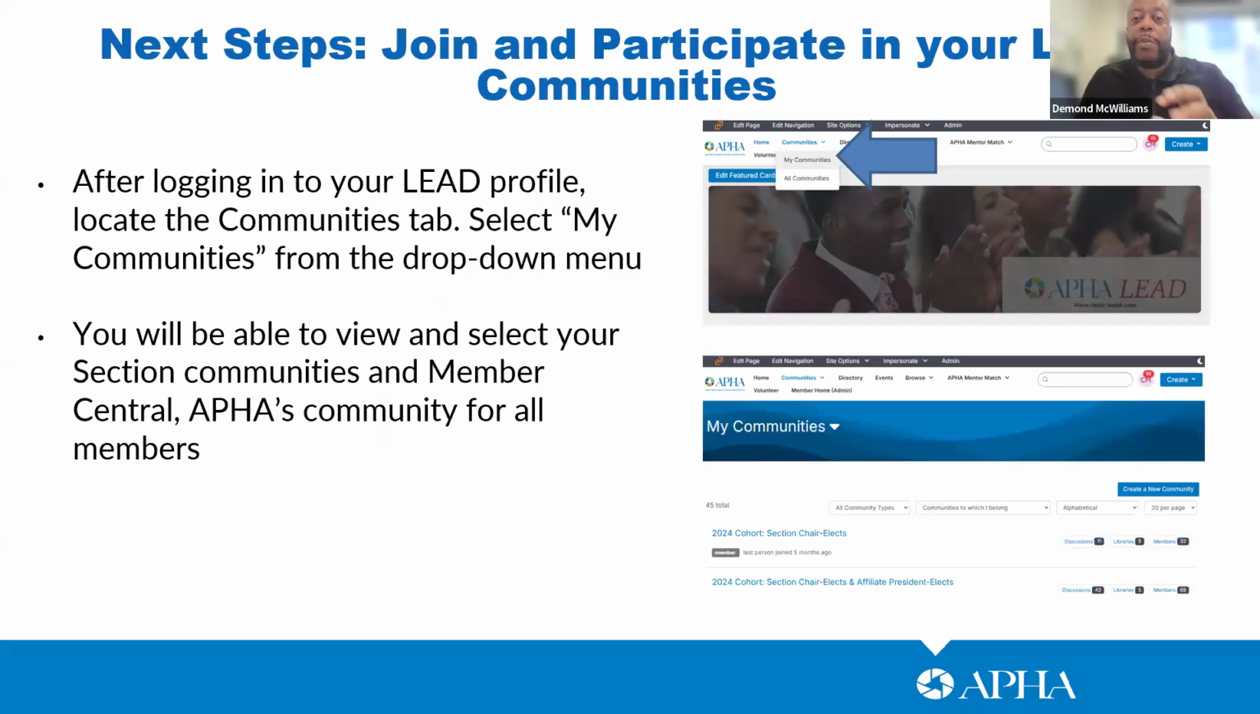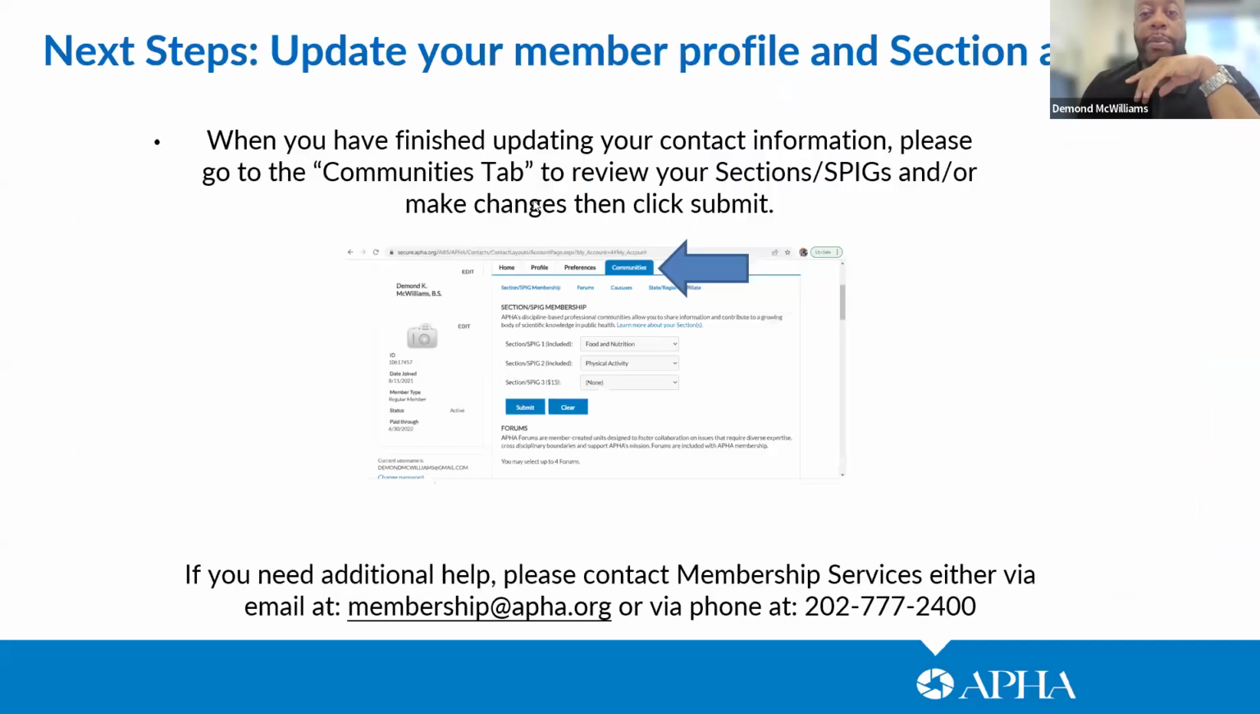And so then, like I said, when you go back into Lead, if you click at the top where it says communities, you'll click on My Communities. When you click on My Communities, you'll then see the sections that you joined and whatever other sections that you are part of or choose to be. So if you want to add a forum, you can request to join a forum, but you cannot join a section by request. You have to go back into your member profile and do it there.